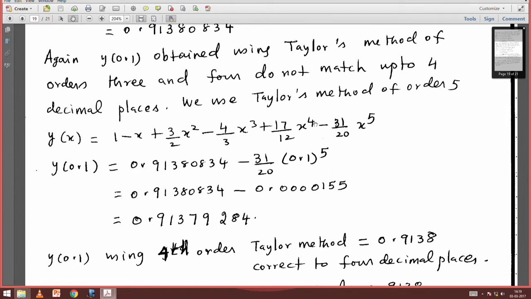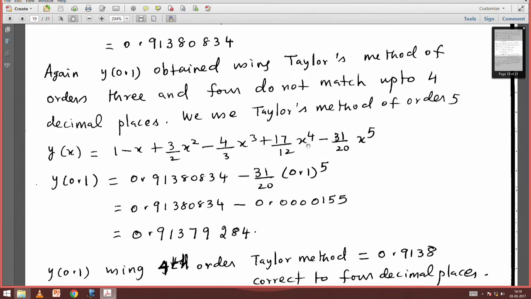desired accuracy. So, I write down the solution y of x by incorporating terms up to order of h to the power of 5. So, I have the values up to this by my previous computation. I only have to add this term to it, and when I do that I end up with this solution, and I observe that correct to 4 decimal places this gives me 0.9138, and correct to 4 decimal places the solution obtained by adding just the terms up to h to the power of 4 also gave me 0.9138.